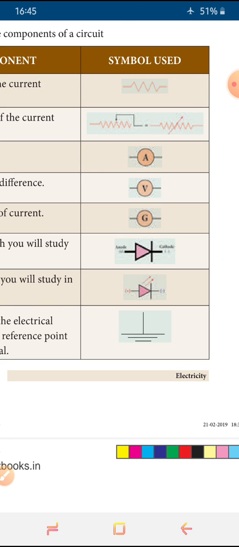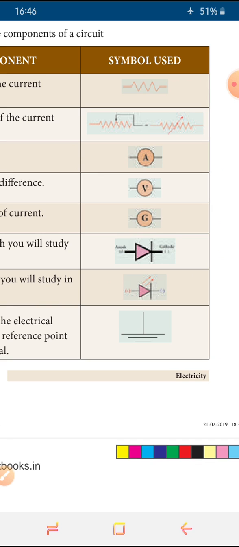And now in this class, we already started unit number 4, electricity. The first part is over. What is electricity? What are the important points in electricity? We discussed that in the last class. So in today's class, we'll continue from the previous one.